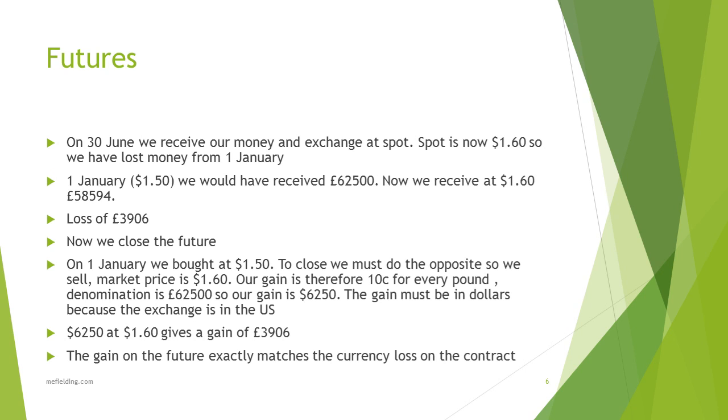1st of January the spot was 150. We would have received 62,500. Now we receive 160. Everyone okay where 160 comes from? 160 is your spot rate, and so therefore your $93,750 exchanged at 160 will give you £58,594. Just one thing, is everyone okay as well that the pound is a bigger or a stronger currency than the dollar? Yeah. So therefore it is $1.60 will buy you £1.